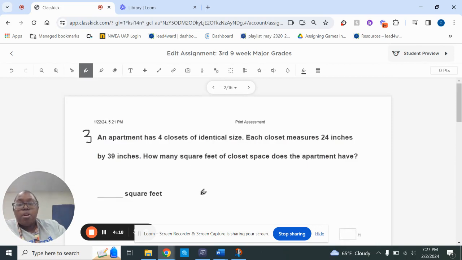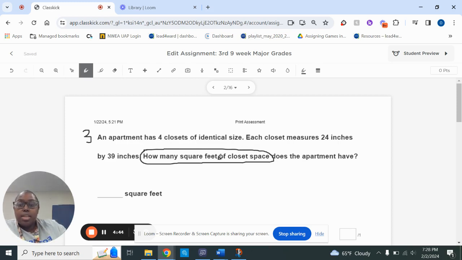Number 3, an apartment has 4 closets of identical size. Each closet measures 24 inches by 39 inches. How many square feet of closet space does the apartment have? So, first things first, what are we trying to find? Well, we want to know how many square feet of closet space.